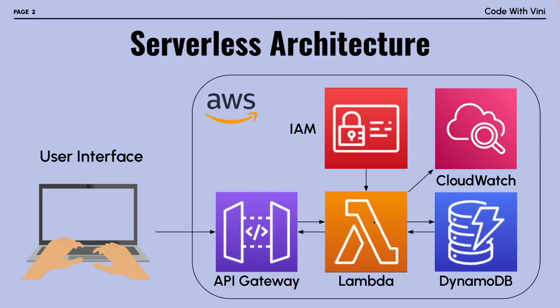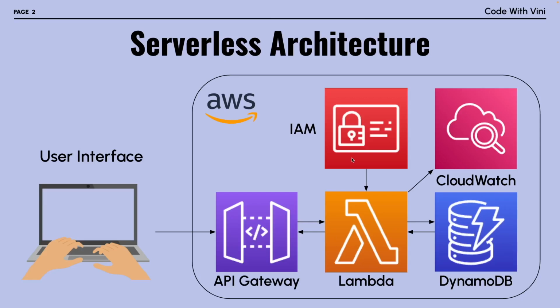Lambda is a service that allows us to run functions serverlessly on the cloud. And API Gateway will act as a middleman between our UI and our actual application, so the Lambda function. So if we just go over this flow real quick, you can see we have a user interface that's going to interact with our API Gateway. Our API Gateway is going to pass that request on to our Lambda function.